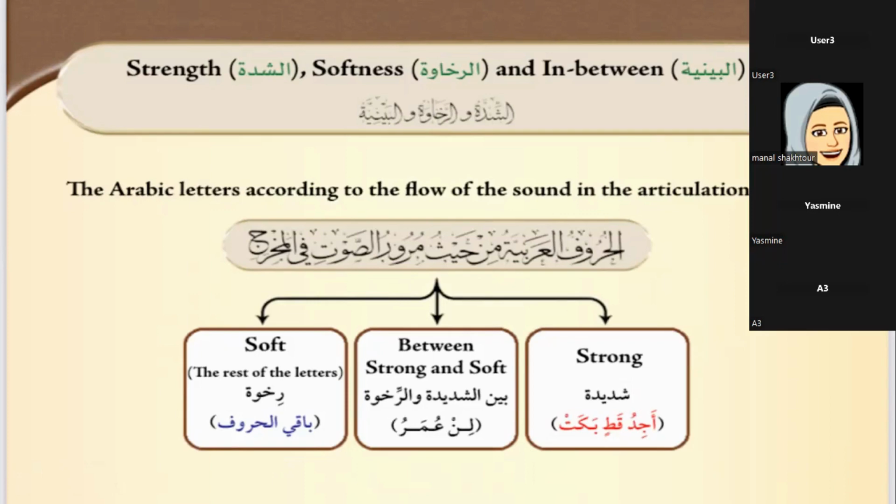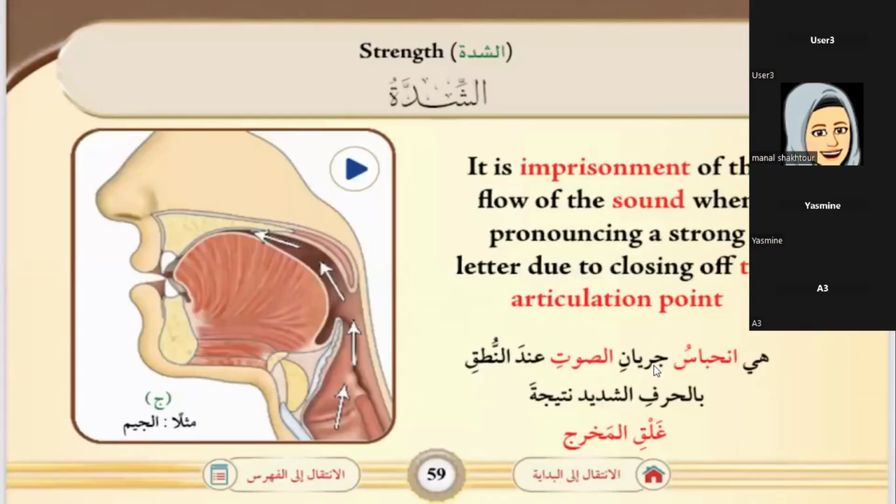Any questions? Fine. So here there's a diagram to show the imprisonment of the flow of sound when pronouncing a strong letter due to closing off the articulation point, Jim. So the middle of the tongue closes. It touches the upper palate, the hard palate. Ajj, ajj, sajjaja, sajjaja. It closes completely. Right? Nothing comes through.